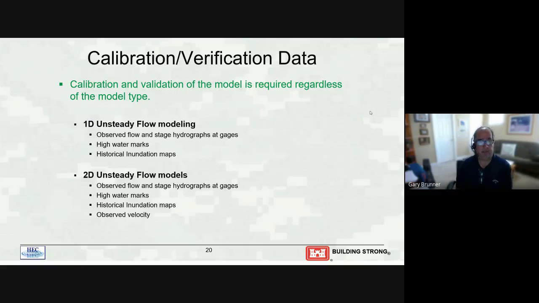Okay. Calibration and verification data. For 1D modeling, we need observed flow and stage hydrographs and gauges, as well as high water marks where we can get them, and possibly any historical inundation maps if those exist. In 2D modeling, we need the same exact things, but we might also want to get observed velocities, because if understanding the velocity in the channel is really important to the study, we might want to see how well our 2D model actually does against observed data. Or am I just going in blind, assuming the velocities are good? Okay.